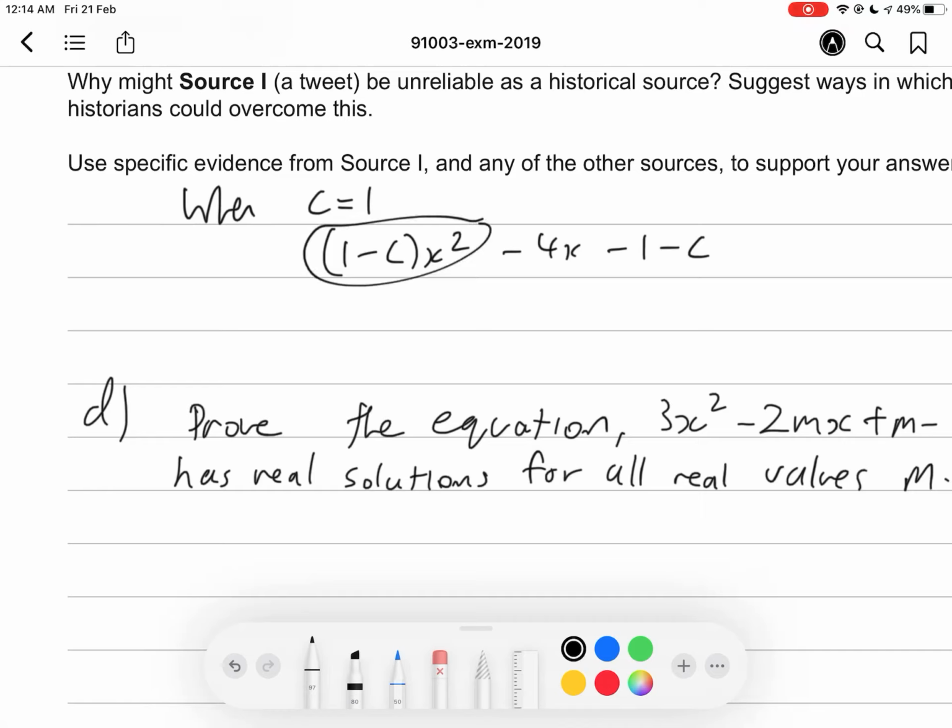So that means this whole thing is just 0x squared. So it will just be negative 4x, 1 minus 1, so minus 2. You see, this equation will only have one real solution. So just for this specific case, this will have one solution, and this does not meet the requirements. So therefore, you can say that c cannot be equal to 1, because that will result in 0x squared, and therefore you cannot have two different solutions.